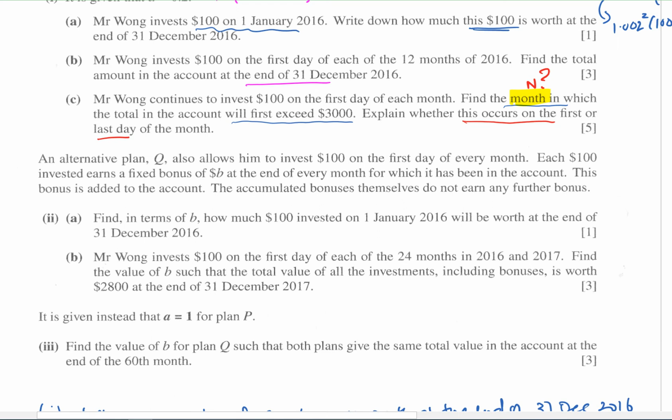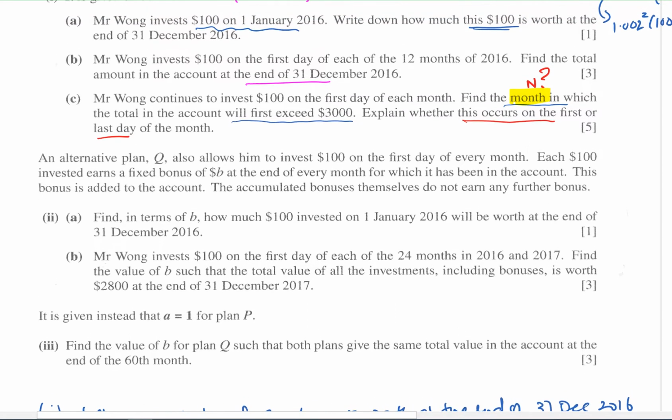All right, so this one, I'm going to continue on 2018, paper 1, question 11. So we are going to look at part 2, okay? So over here, an alternative plan Q also allows him to invest $100 on the first day of every month. Each $100 invested earns a fixed bonus of B dollars at the end of every month.